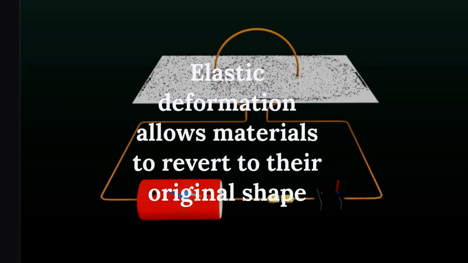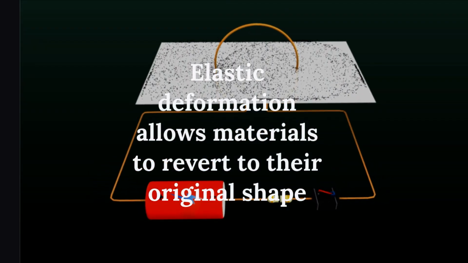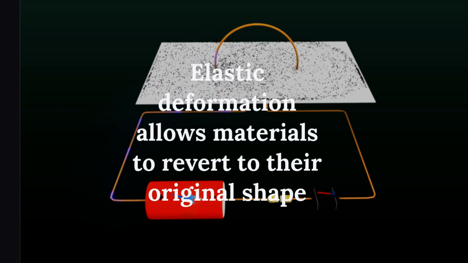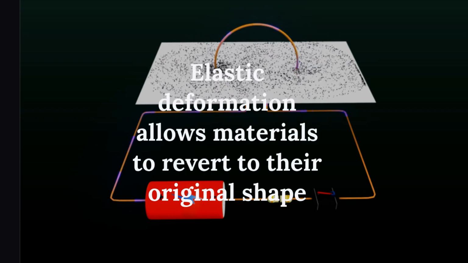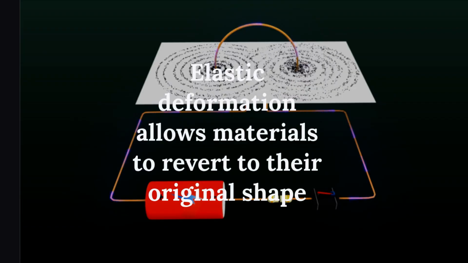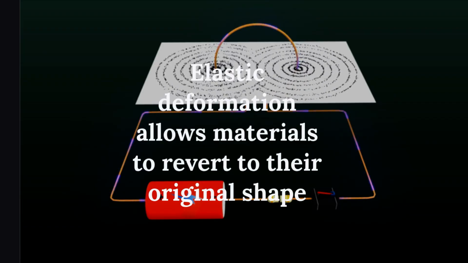Elastic deformation allows materials to return to original shape. It involves reversible changes. Hooke's law governs this behavior. Energy is stored as potential energy. This concept is essential in understanding material properties.